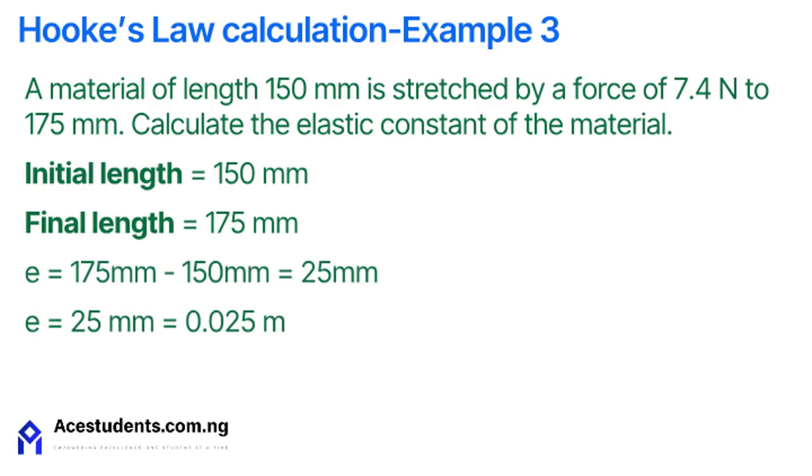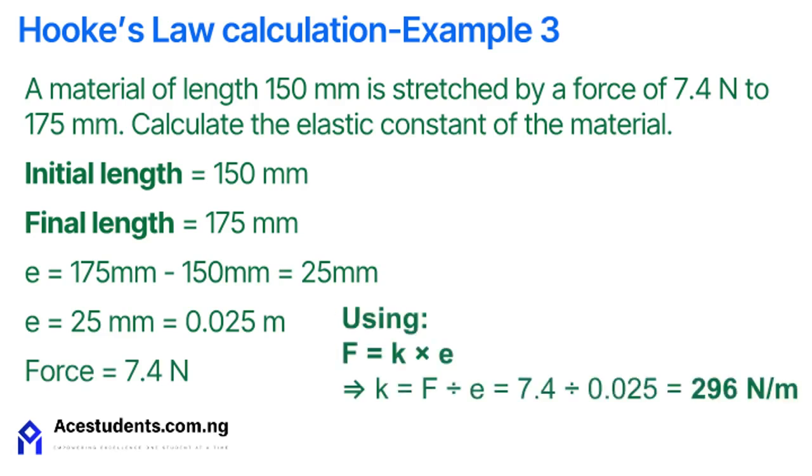Convert it to meters, 0.025. The force is equal to 7.4 newton. Apply the formula, spring constant equals force divided by extension. 7.4 divided by 0.025 equals 296 newtons per meter.